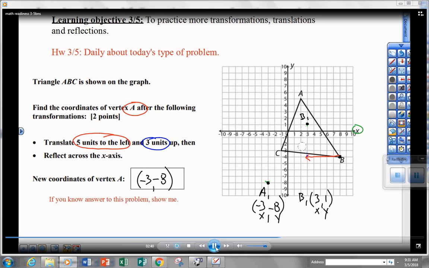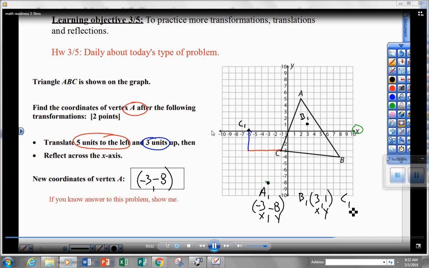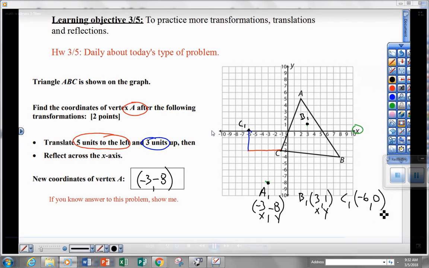Alright, I'm going to do the same for C. So for point C, I'm going to move that 5 to the left. 1, 2, 3, 4, 5, and then from there up 3. 1, 2, 3. Because this point is on the line of reflection, you're not going to move it anywhere. It's going to stay put. That is C prime. Any point on a line of reflection will not move its position. So the point C prime is -6 for x, 0 for y.